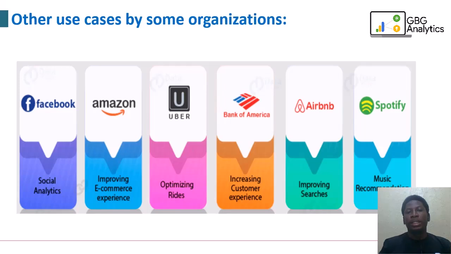Here we see various organizations that are using data science. For example, Facebook is using data science for social analytics, seeing different patterns. For example, they may suggest a new friend for you, and you can connect with anyone, and now you have friends almost all over the world. We also see Amazon. They are using data science to improve the e-commerce experience. Everybody knows about Uber, they help you get a car at the right time. Bank of America also uses data science to improve customer experience. And we see Airbnb, which uses data science to improve searches.